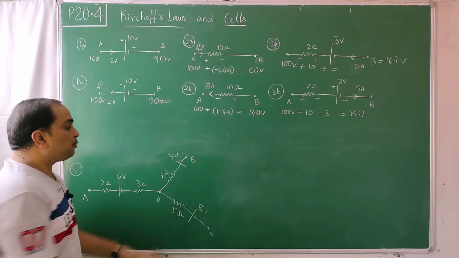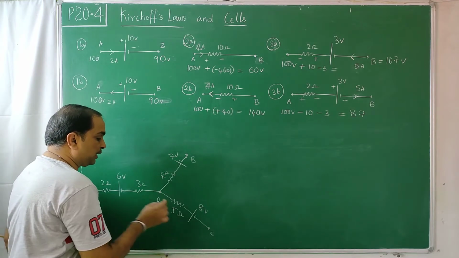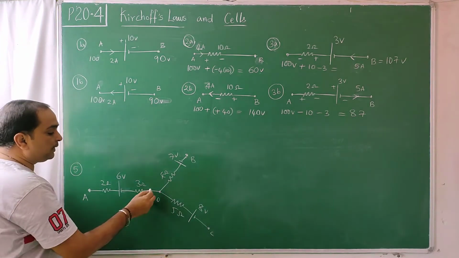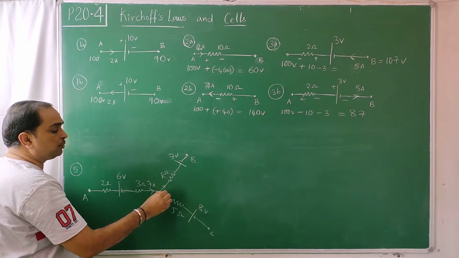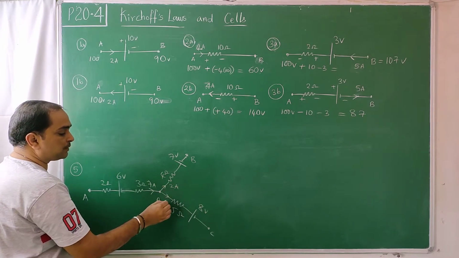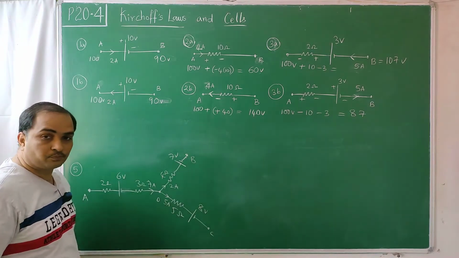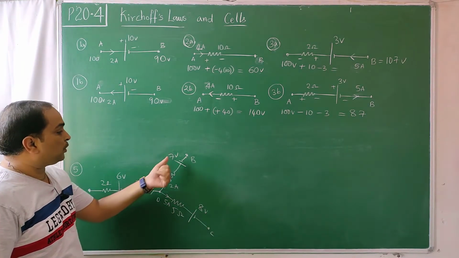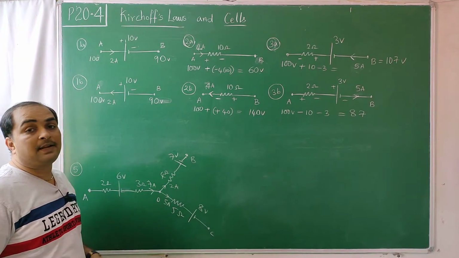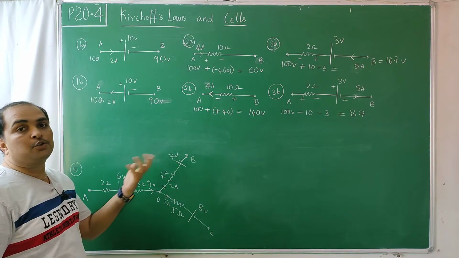Points A, this point is at B, this point is 0, O, this point is C. Let us say that 7 amperes current comes like this and goes into 2 amperes and 5 amperes. I have written everything, but I don't have the right to write like that because I already wrote the potential differences. They will decide what current should come and what current should go.